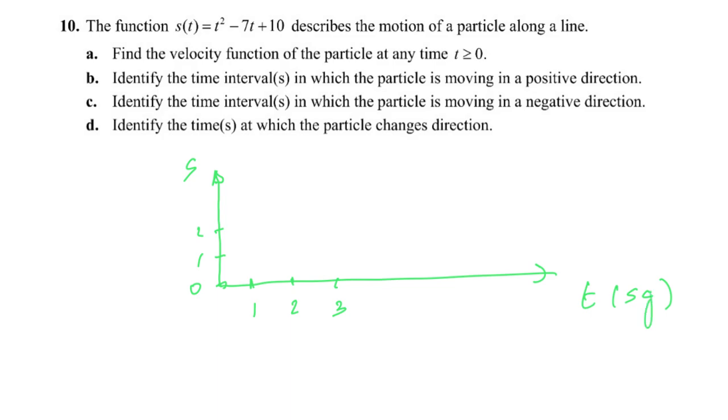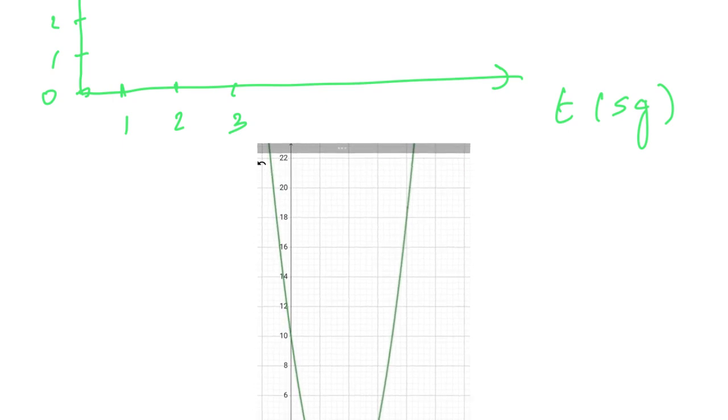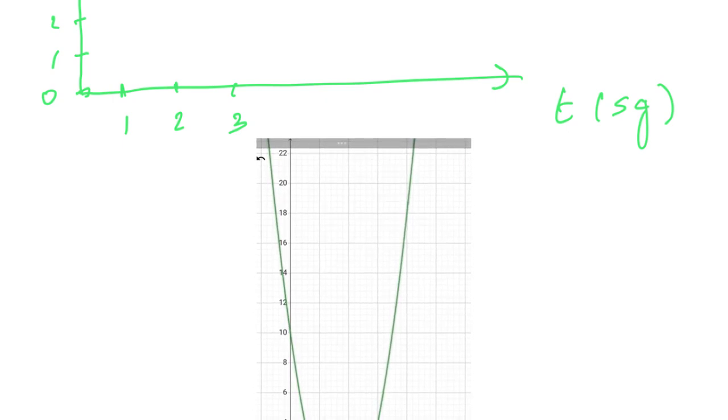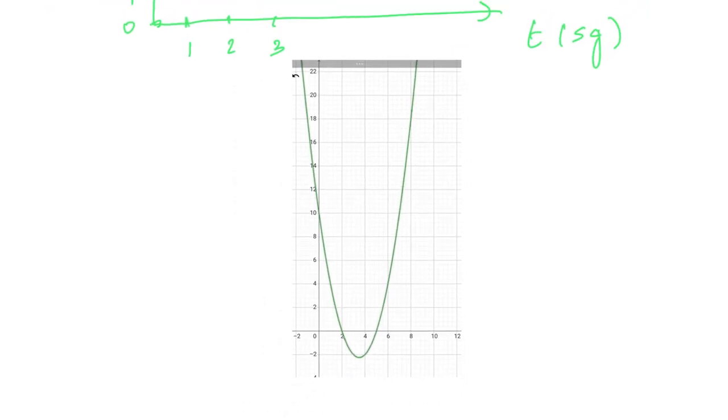Okay, so imagine that at t equals 0 the object is at the position 10. So at t equals 0, the object is up here at 10. So let's make the graph of this function using GeoGebra. Now, this is the graph of s of t. Let's put it here: s of t equals t squared minus 7t plus 10.